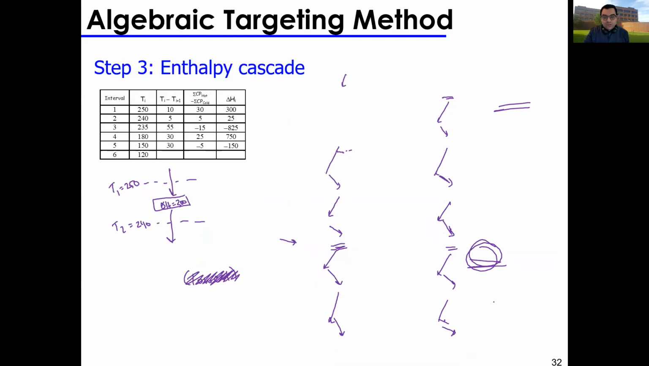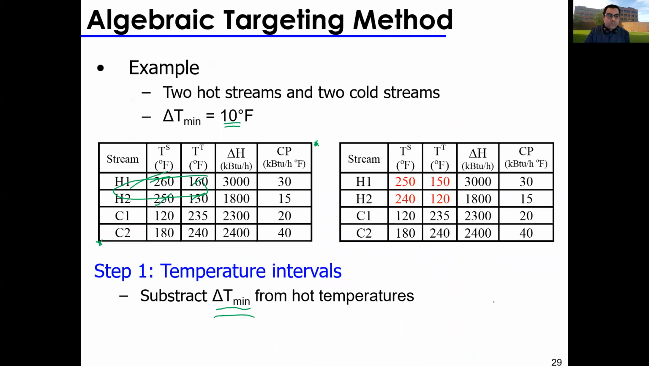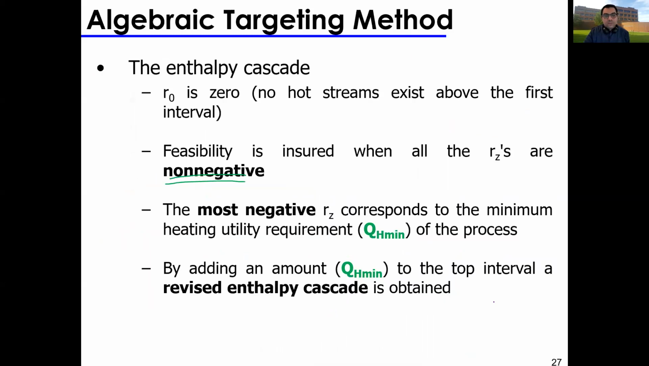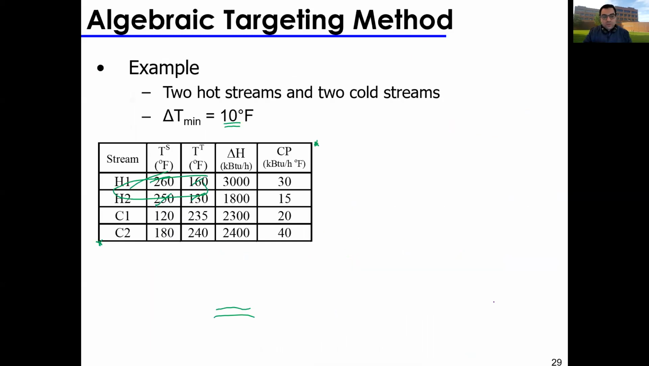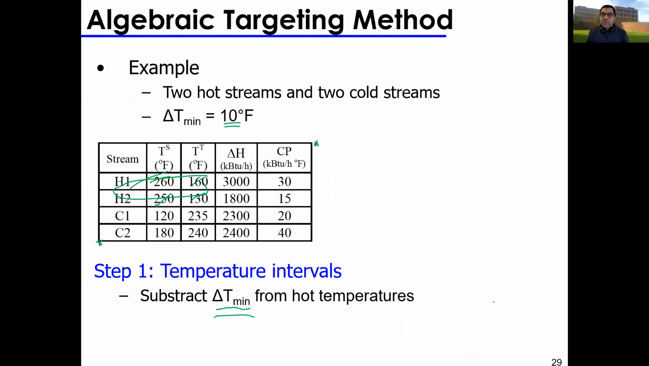Let's have a look again. Let's just go through these steps one more time before we end this lecture. You're given a bunch of data for hot streams, cold streams, whatever. Step number 1, I'm gonna subtract my minimum temperature from my hot temperatures, right?